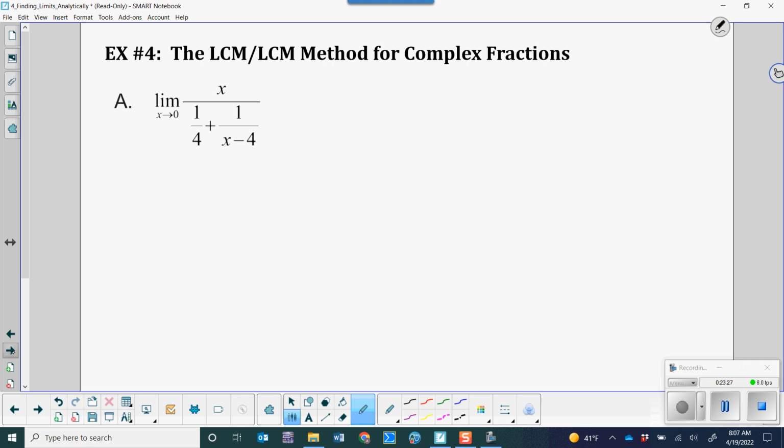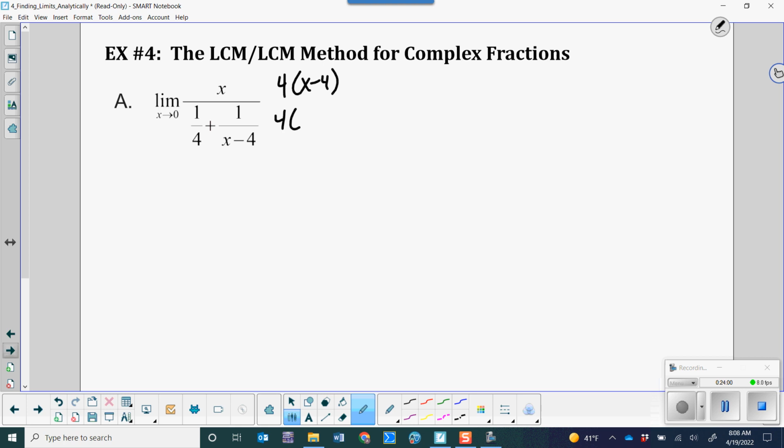Well, this method for simplifying complex fractions is super important anyway. Like, you need to know how to do this. This is how you should simplify any complex fractions that you have. Complex means that you have fractions inside fractions. You're always going to find the least common denominator of the little denominators, okay? So in this case, it would be 4 times x minus 4. And then you're going to multiply top and bottom by 4 times x minus 4.